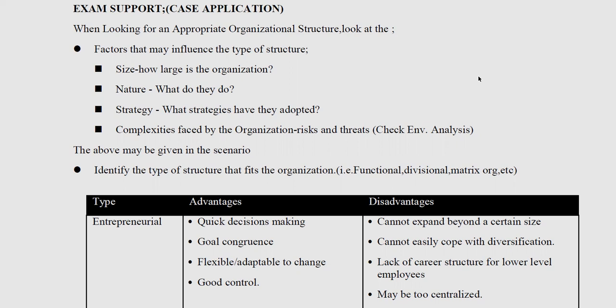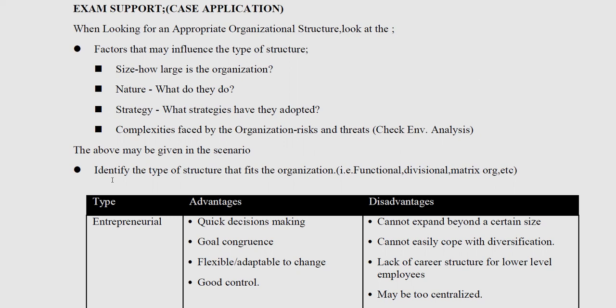So, based on that, you can know whether they are in a stable environment or they are in a complex or turbulent environment. It keeps changing. So the above may be given in the scenario. So you have to check based on your internal and external analysis that you do. So that will help you know whether the organization is stable or is something that changes frequently.